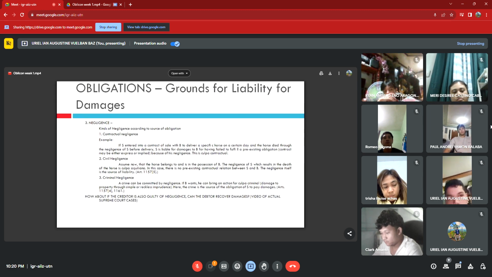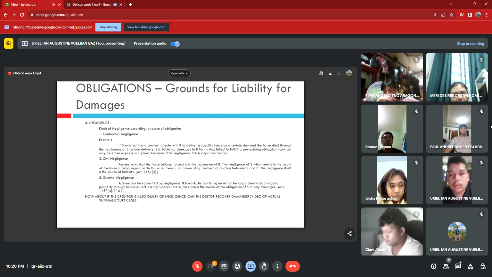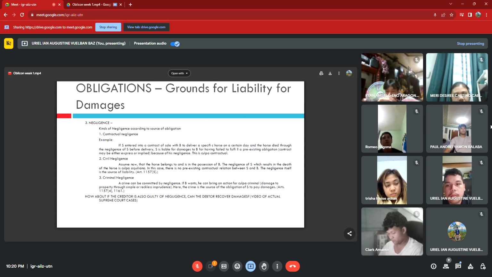Now, there are different kinds of negligence depending on the source of obligation. If the negligence arises from a contract, then it is contractual negligence. Example, if S entered into a contract of sale with B to deliver a specific horse on a certain day and the horse died through the negligence of S before delivery, S is liable for damages to B for having failed to fulfill a pre-existing obligation because of his negligence. This is culpa contractual or contractual negligence.